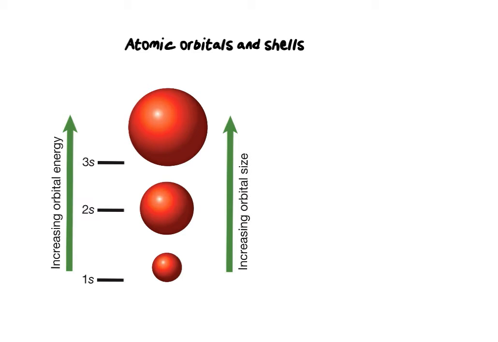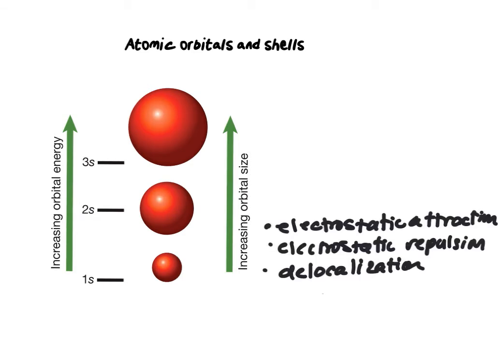These shells occur only at quantized energies in which three important effects balance each other. The first effect is electrostatic attraction, which draws electrons toward the nucleus. The second effect is the electrostatic repulsion between the electrons. So most atoms have more than one electron, and these negative charges are going to repel each other. The third effect is the delocalization of electrons.